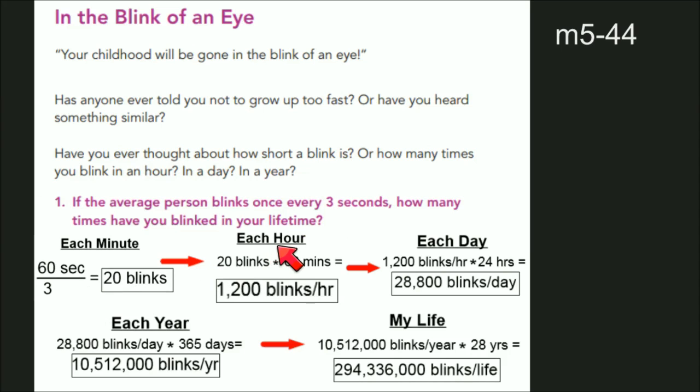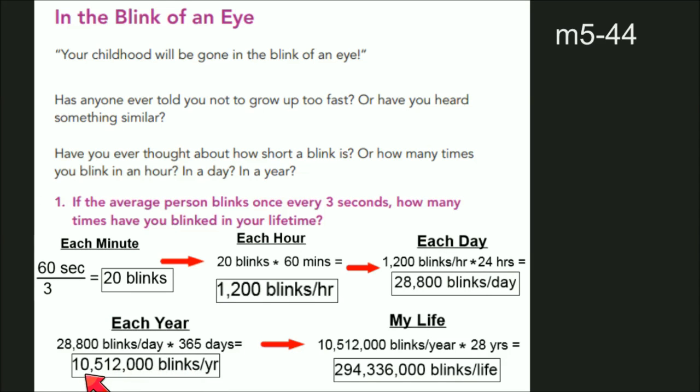From there, I moved into each hour. I went from 20 blinks times 60, and that gave me 1,200 blinks in an hour. From there, I went from hours to days, and I took my blinks per hour times 24 hours to get my amount per day, 28,800. Then I went to each year, so I took my blinks per day times 365 days to get this pretty large number, which is 10,512,000. Up to this point, my work and your work would be the same, because so far it's just been based on what they told us for 1 year.